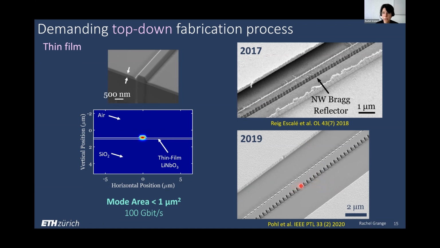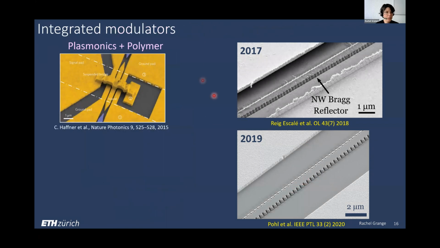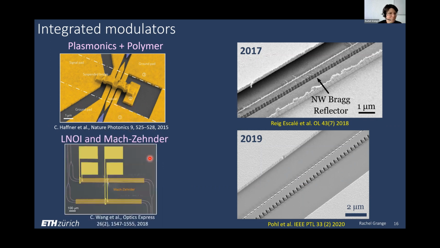And what can you do with a Bragg grating? You can make a modulator. There are people making modulators with plasmonics and the electro-optic polymer I was showing you before. Then the modulators are really tiny, but the electro-optic polymer is just deposited and cannot be etched or prepared in such a way that you can structure it.